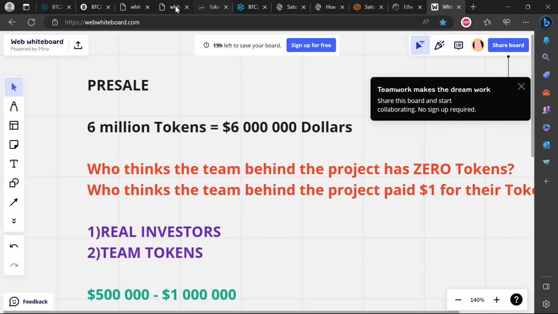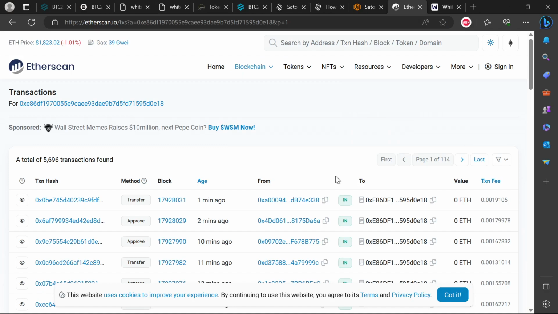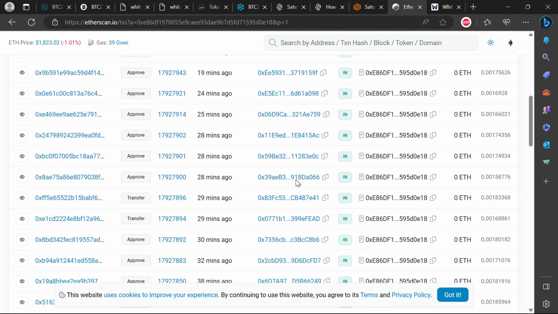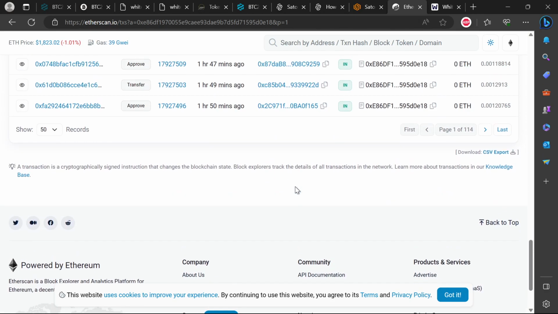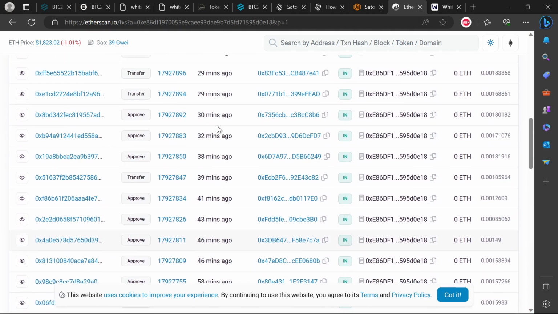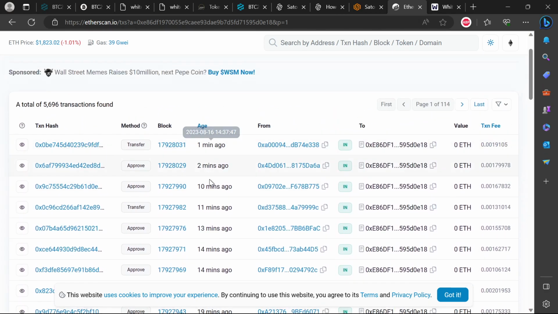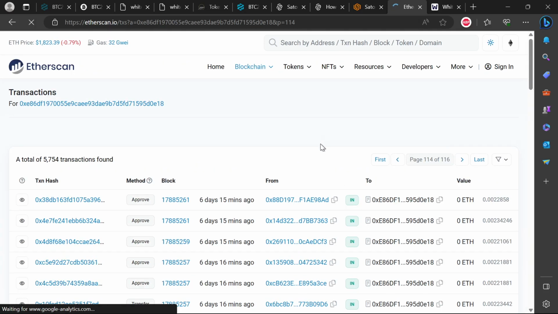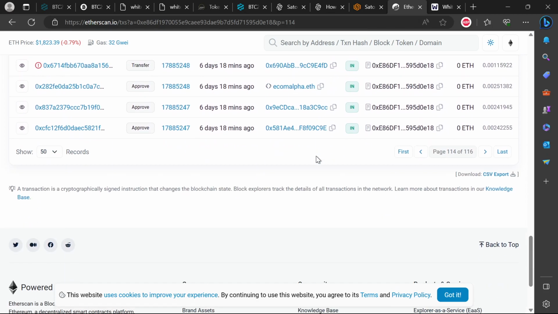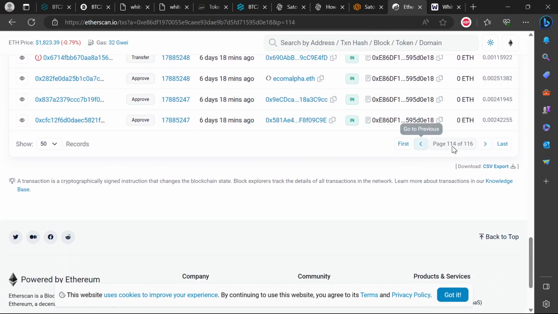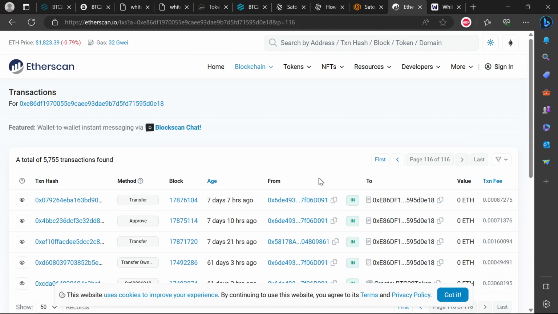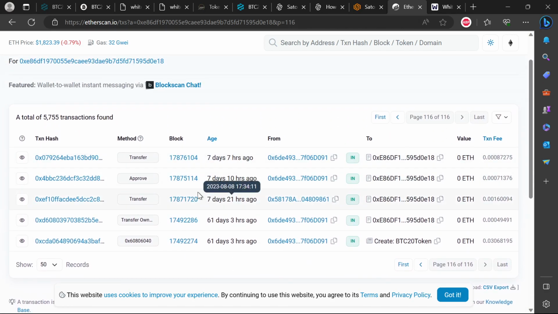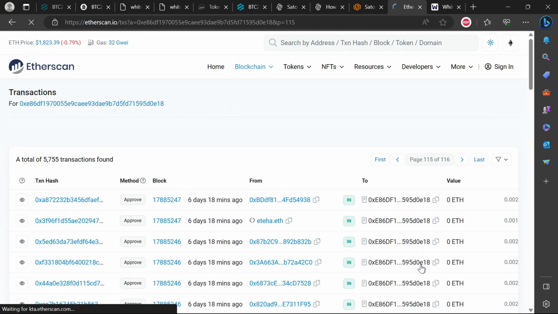And if you take a look at the Ethereum contract, you do see that you can see multiple transactions done, 1 minute ago and all that. But then if you check the start of the transactions, the last transaction is only about 7 days ago. So 6 days. So there you go. You see the transactions only started about 7 days ago.